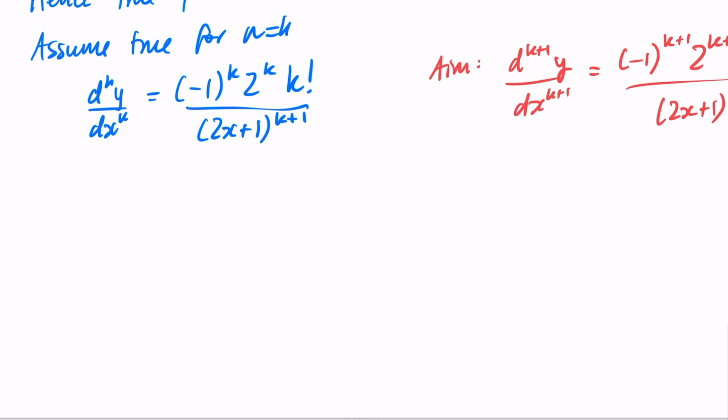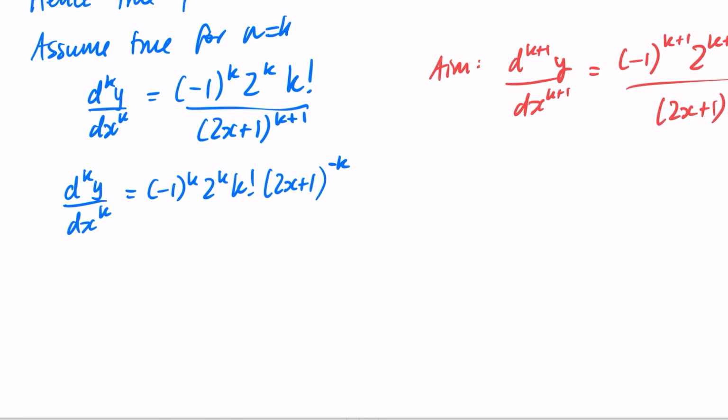Okay, let's do some differentiation. So in order to do some differentiation for this part, I'm probably going to put the power as a negative power. So I might do that right now, actually. It's going to be my d^k y/dx^k. I'm going to have (-1)^k 2^k k! (2x+1). When you make this a minus power, it will be a minus k and a minus 1.